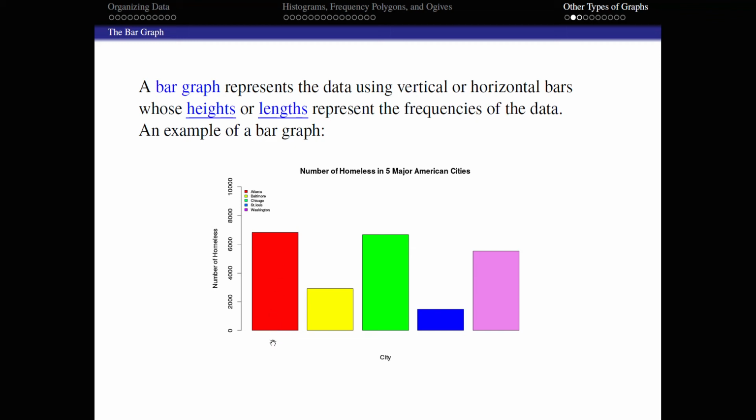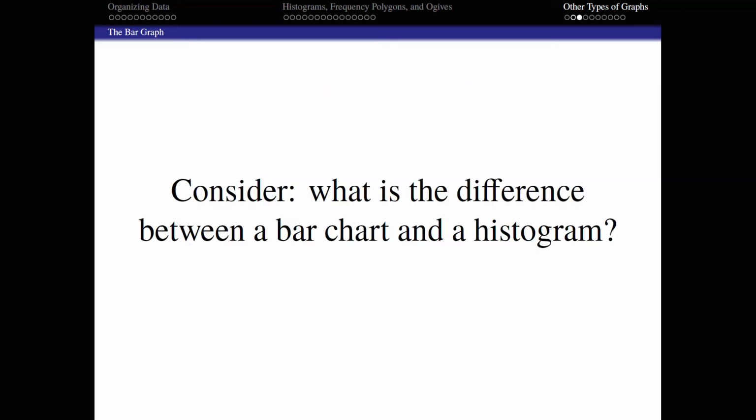So we'd have a single tick point, and then we'd write Atlanta underneath. A single tick point, we'd write Baltimore. Single tick point, we'd write Chicago. Single tick point, we'd write St. Louis. A single tick point, and we'd write Washington. So that's one big difference between a bar chart and a histogram.